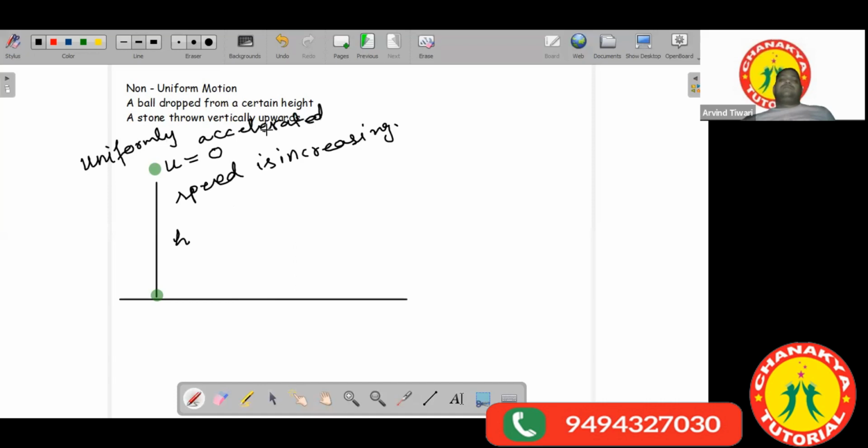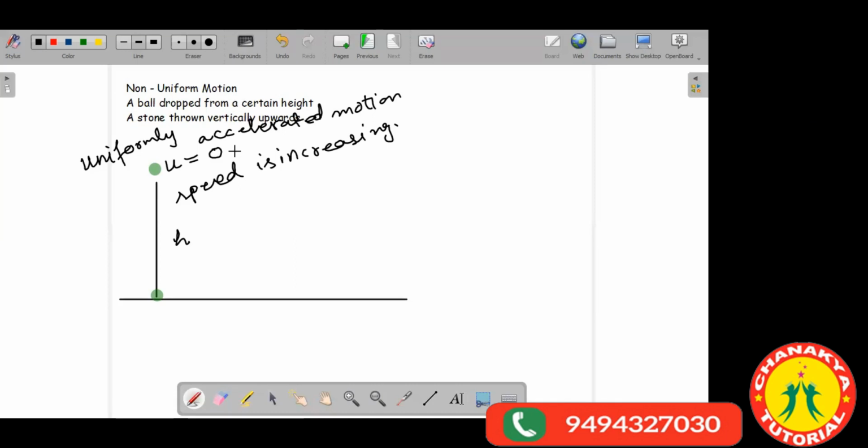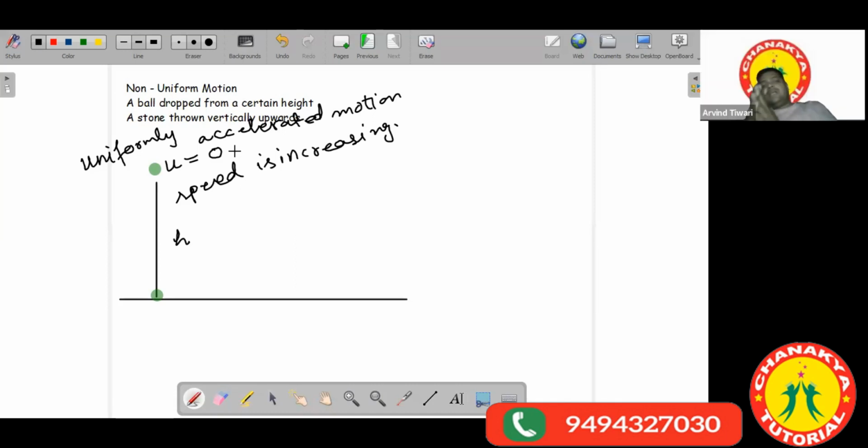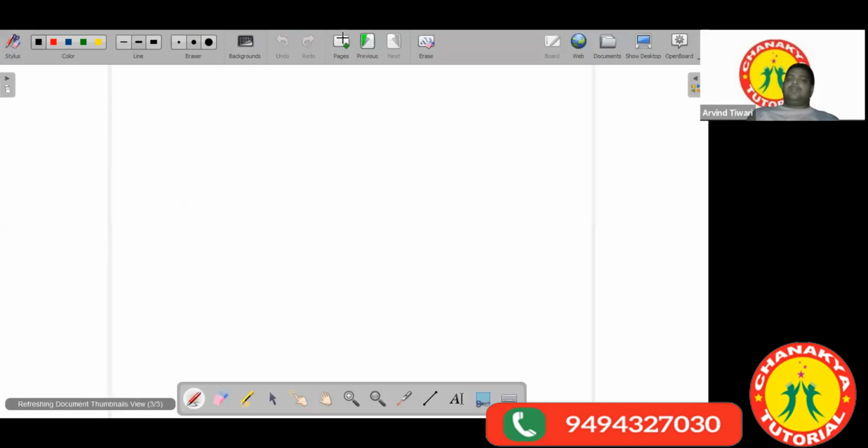In the case of uniformly accelerated motion, the speed of the object either increases or decreases at a constant rate. Understood the definitions? Yes, sir. Okay, so such a motion will be called accelerated. Now we define two other terms, that is velocity and speed. So we'll be looking at the differences between speed and velocity.